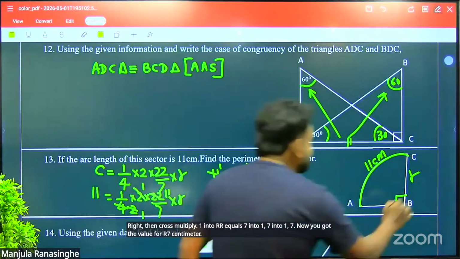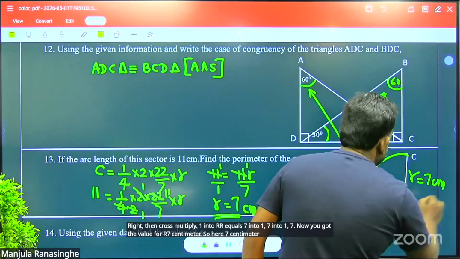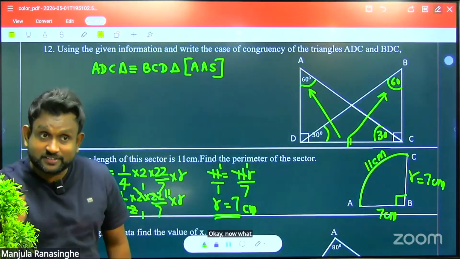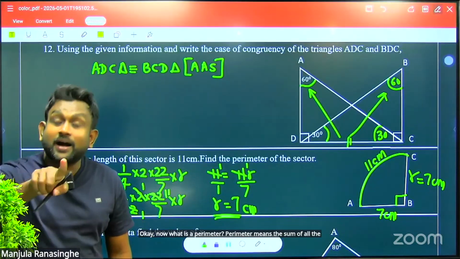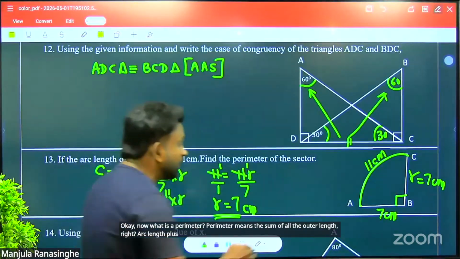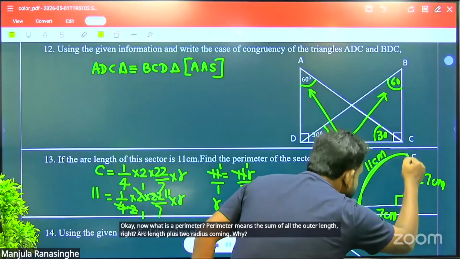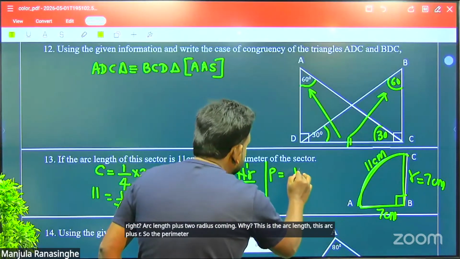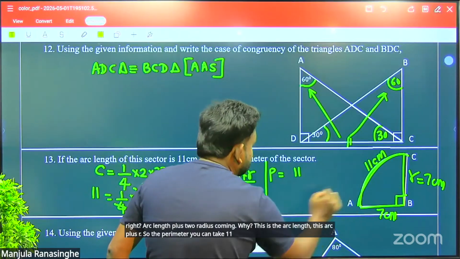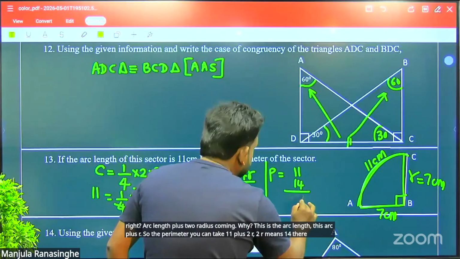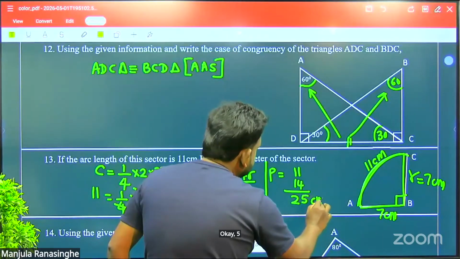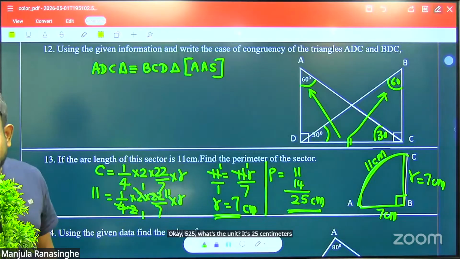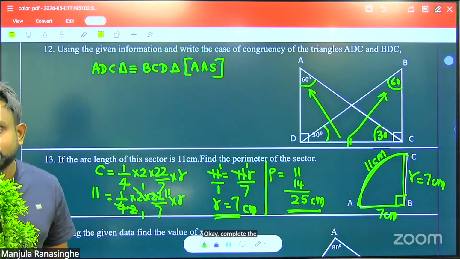So here 7 centimeters, and here also 7 centimeters. Okay, now what is the perimeter? Perimeter means the sum of all the outer lengths, right? Arc length plus 2 radii. Why? This is the arc length, this r plus r. So the perimeter you can take 11 plus 2r, 2r means 14 there. Okay, 25. What's the unit? It's 25 centimeters. Okay, complete the question.